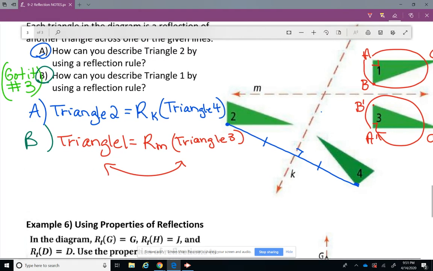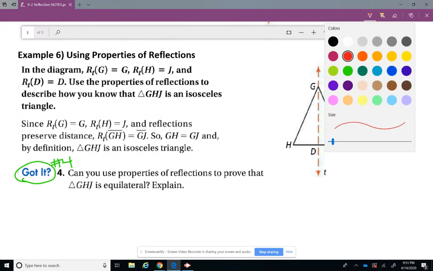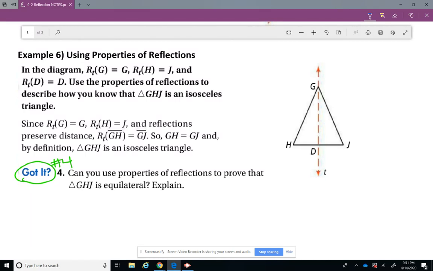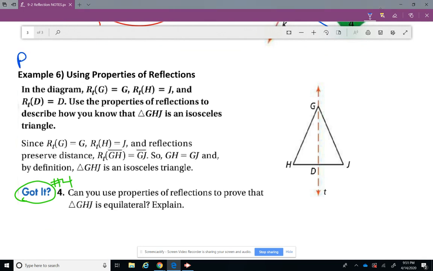All right, let's go down here to example number 6. My board's acting funny on me again like it has in the past, but that's all right. This is actually in your book, problem number 4, located on page 557. This is the last one. Using properties of reflections, and I just copied and pasted directly from the book. So I'm just going to walk with you through this because I didn't want you to have to copy all this down.